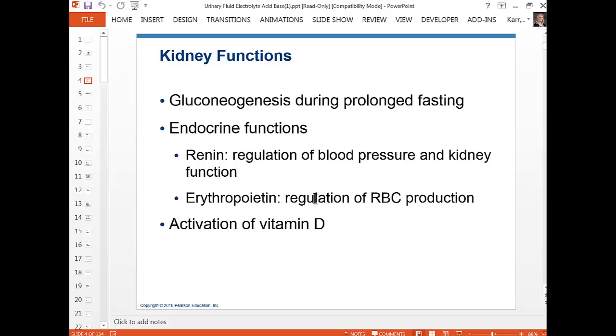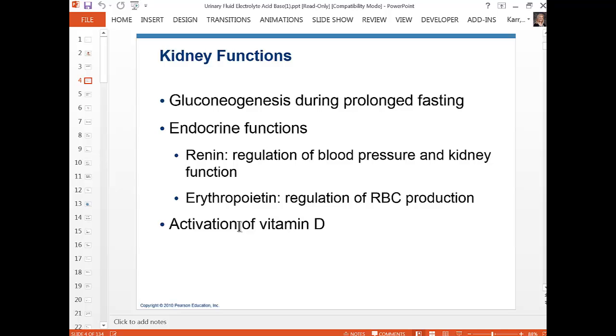So for people that have really bad lungs, we find that they have a higher hematocrit because of increased EPO production as a result of that chronically low PO2 from having, like, emphysema, for example. So that's another hormone that's secreted by the kidneys. And then it also activates vitamin D. We make vitamin D in our skin. Then it goes to the liver. It's changed a little bit by the liver. Then it travels to the kidneys, and the kidneys put it in its final form.